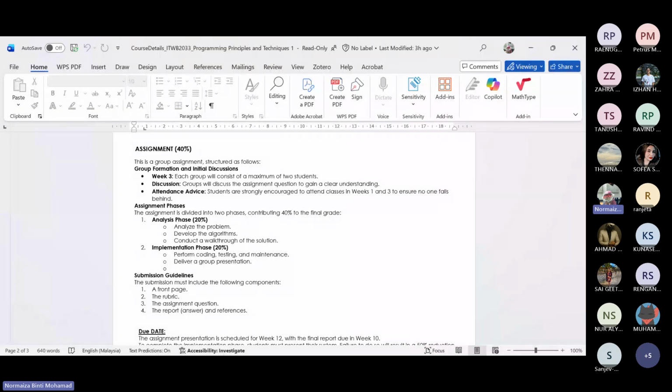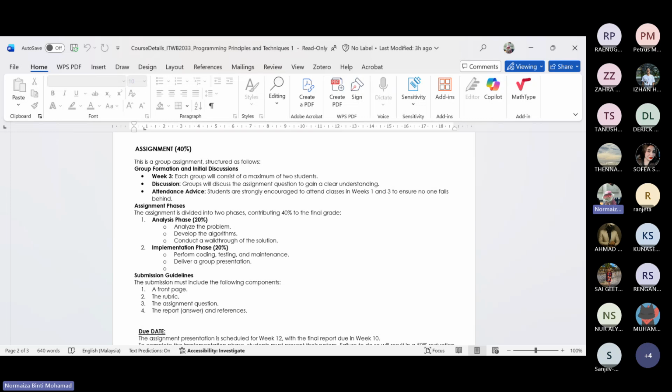Okay, assignment is divided into 2 phases. The first one is the analysis phase. The second one is the implementation phase. So it's 40%, 20% analysis, another 20% implementation. In the analysis phase, you analyze the problems, then you develop the algorithm, conduct a walkthrough of the solution. What the problem is about, you will see when you get the question. And then in the implementation, you perform coding, testing, and maintenance, and deliver group presentation.